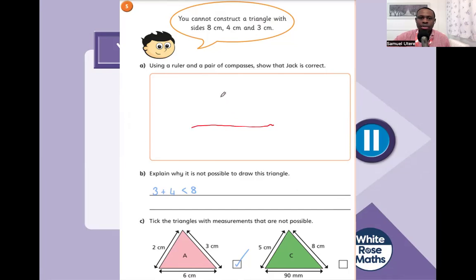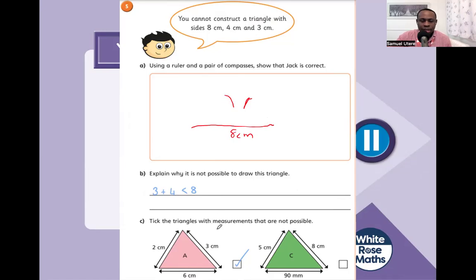Your arc is going to be about halfway, because remember 4 centimeter is half of 8. But the 3 centimeter arc will not even come close to being halfway along this 8 centimeter line, so it's not even going to cut this arc. It's going to be somewhere here, close, but not cutting the arc. Which means we do not have an intersection of the arcs for us to form a triangle. I've just explained it because 3 add 4 is less than 8.